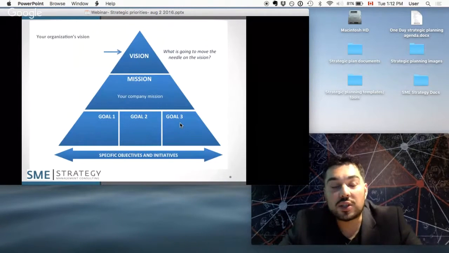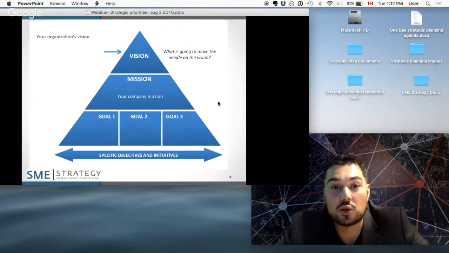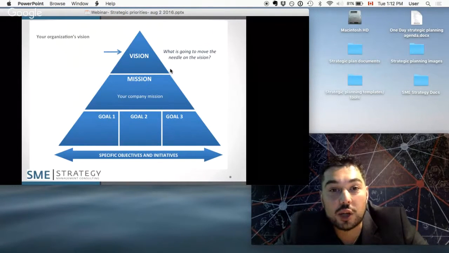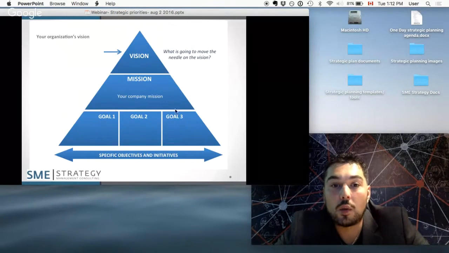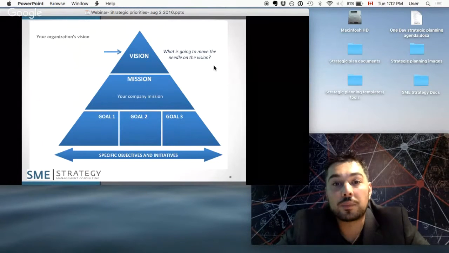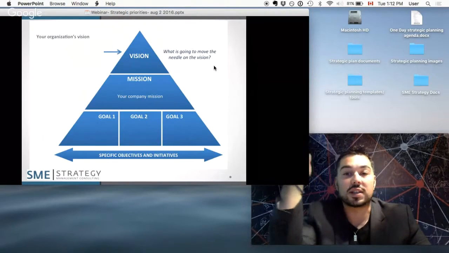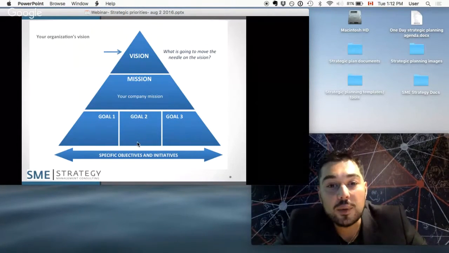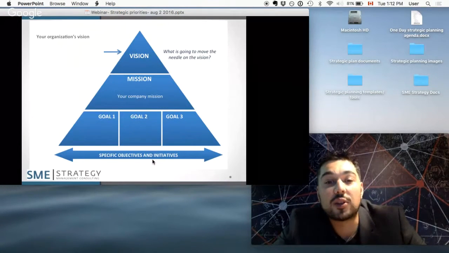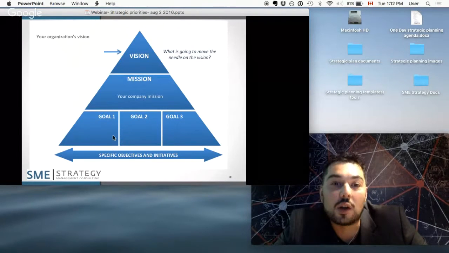So this is our strategic planning pyramid that we use at SME Strategy. The reason it looks like this: we talked about our vision, we talked about our mission, what is your company purpose? And now is when we're going to start identifying strategic priorities that are going to help you achieve your mission and your vision. When we look at the goals, we're going to attach a KPI to them. And at the end of the day, it's what's going to move the needle on the vision. If the vision is 100%, you want to figure out how you're going to move progressively towards it. Then we talk about specific objectives and initiatives, and those are the things you're going to do to move the needle on these objectives.